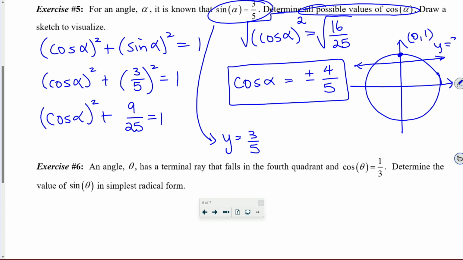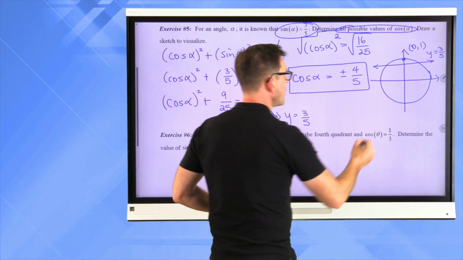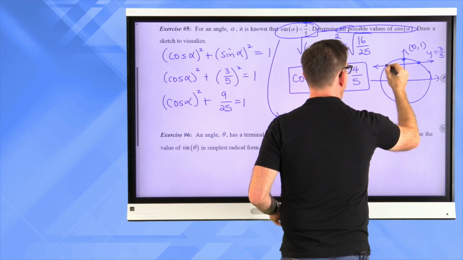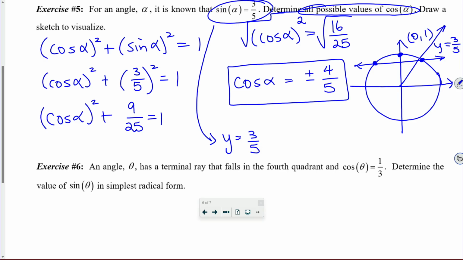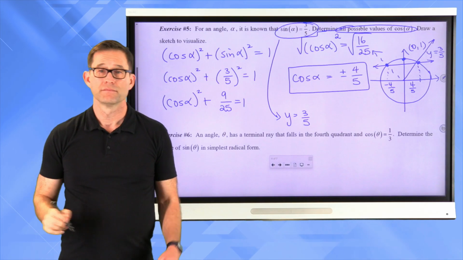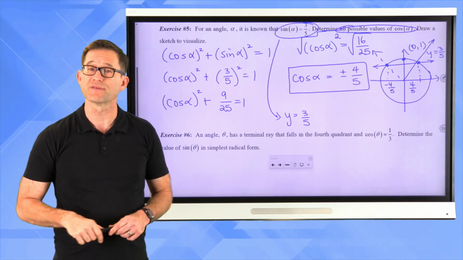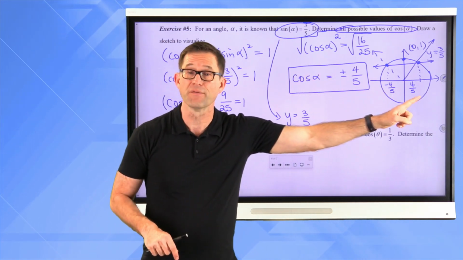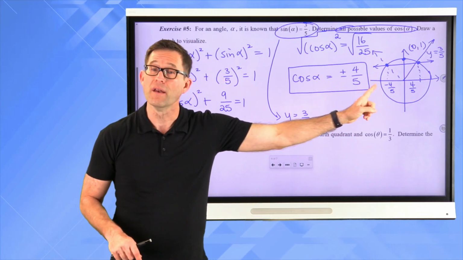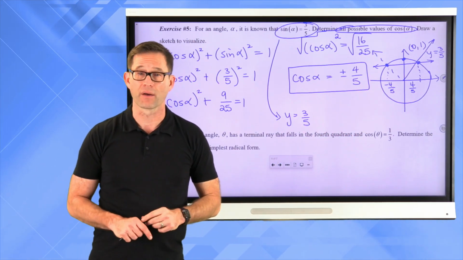So 3/5 would be maybe like this. Let me just write down y equals 3/5. I'm going to draw that horizontal line in. That intersects the unit circle at 2 locations, one here and one here. And that means there's an angle here where clearly the x-coordinate must be 4/5, and there's an angle here where clearly the x-coordinate must be -4/5. So for an angle alpha whose sine is 3/5, its cosine could either be positive 4/5 if it's a first quadrant angle, or it could be -4/5 if it's a second quadrant angle.